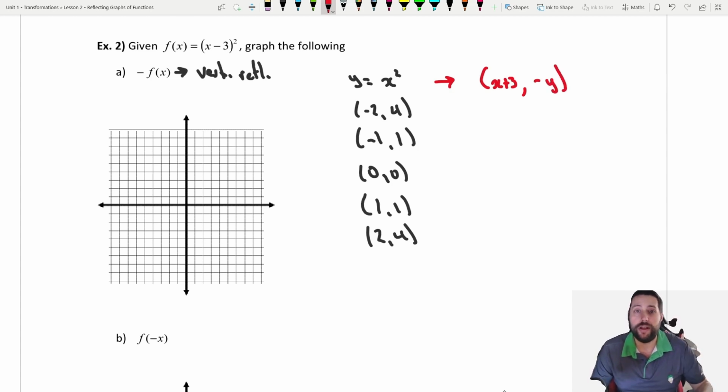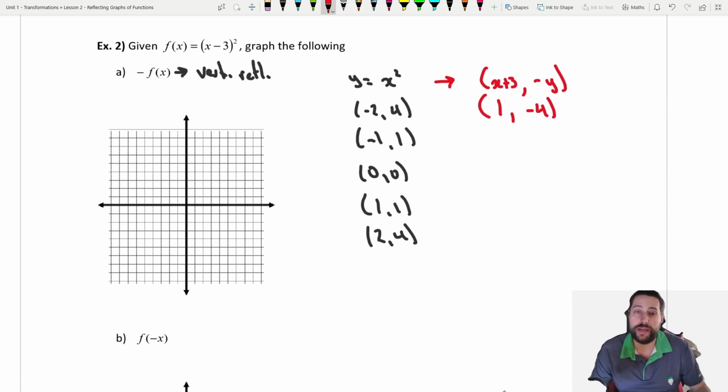All this does is shift it over to the right. So all of our x values, we're going to add 3 to. Instead of it being at negative 2 and 4, we're going to add 3. So negative 2 plus 3 gives us 1. And instead of it being at 4, it's now at negative 4. So it just switches.